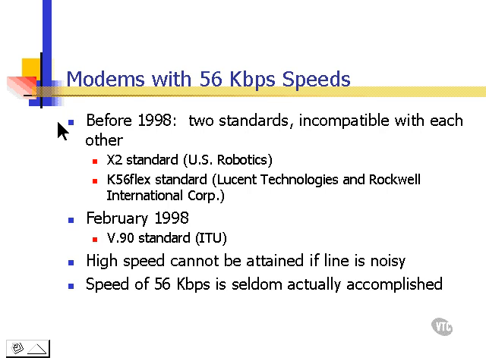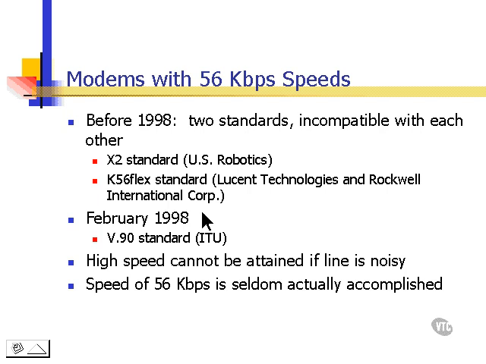Before 1998, there were two standards that were totally incompatible with each other. There was the X2 standard, which was a U.S. Robotics modem, and then a K56 standard, which was Lucent Technologies and Rockwell International Corporation. And it was possible then that if you had an X2 modem and I had a K56 Flex modem, that we would not be able to communicate with each other because the standards were different.